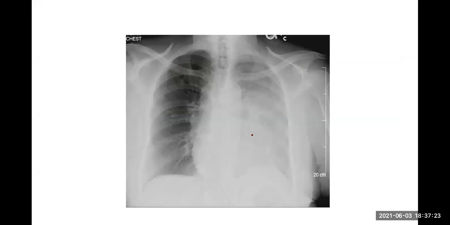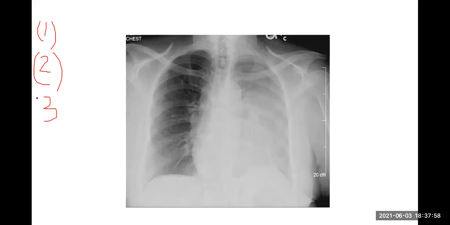Now there are some differential diagnoses of this appearance. What are they? White out of one side. What is the differential diagnosis? Number one, massive pleural effusion. Number two, left or whatever, lung collapse.